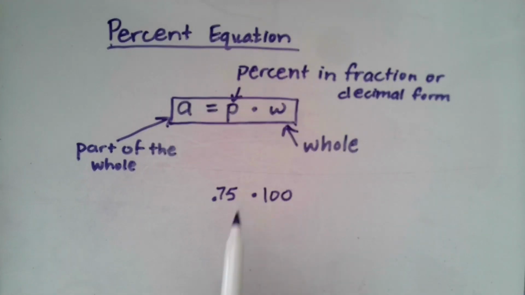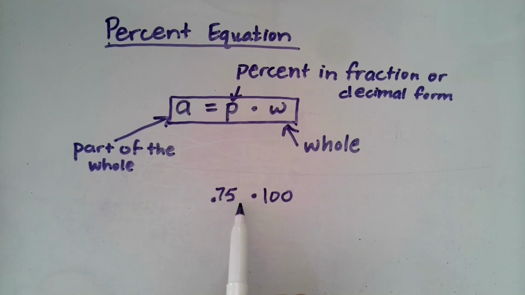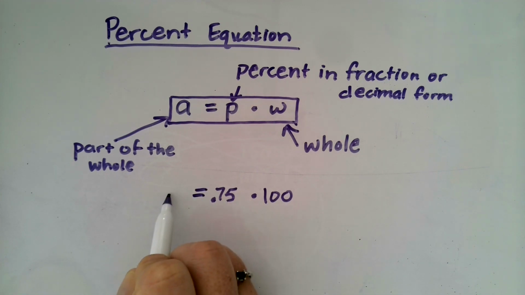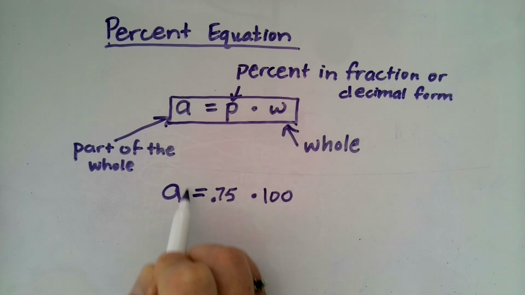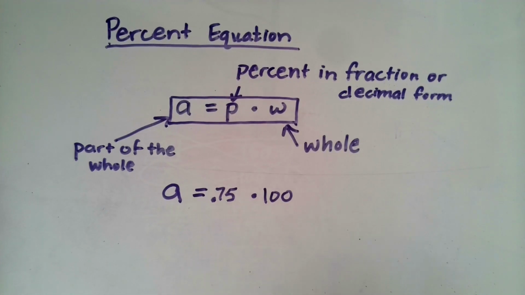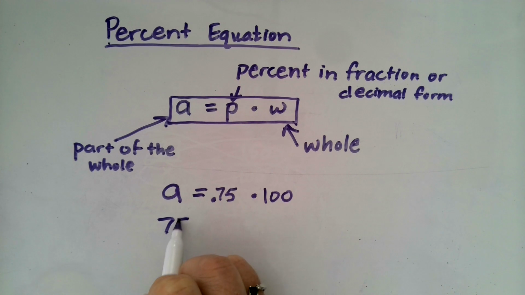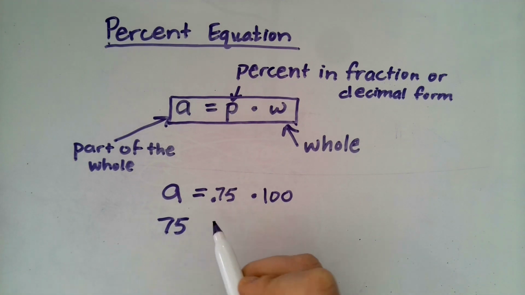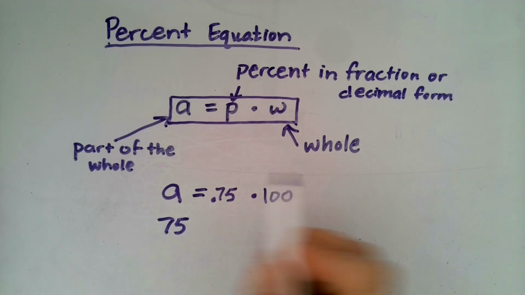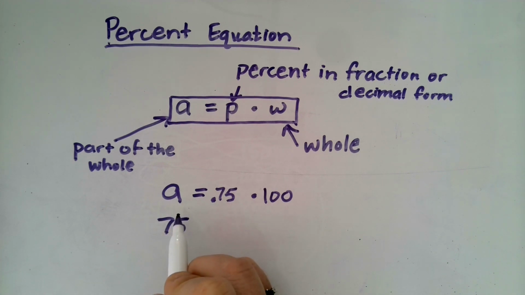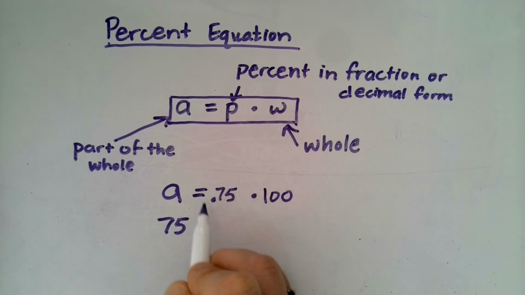75% for it, you would put that in decimal form. Remember, to turn 75% from a percent into a decimal, you just move the decimal place over 2 places, right? And then that would be equal to A, which is the part of the whole, or in this case, the price that you would pay, right? So 75% of 100 would be 75.